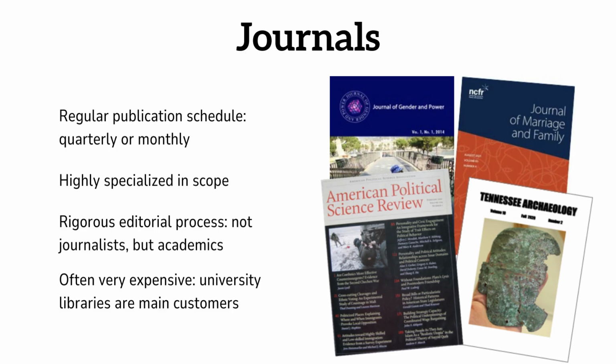Our next term is journal, which is a specialized type of periodical. Like newspapers and magazines, journals follow a regular publication schedule, often quarterly or monthly. But there are a few things that differentiate them from newspapers and magazines. First, they are often highly specialized in their scope. They focus on the research and thinking within a specific academic discipline. Journals often have a rigorous editorial process.